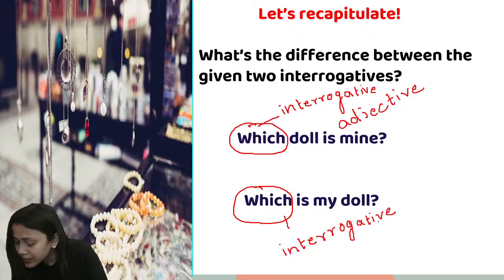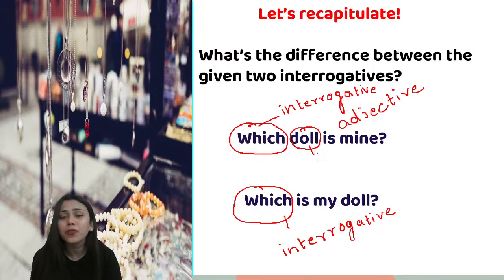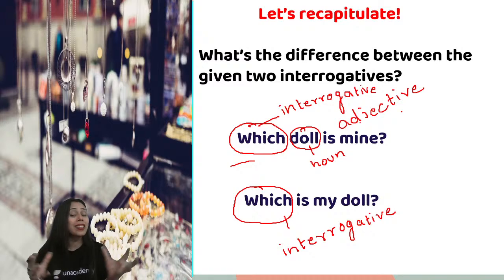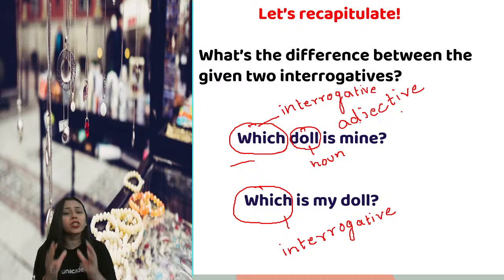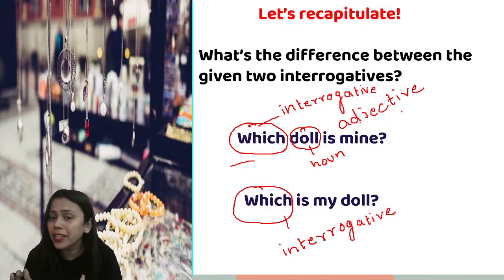First one is because there is a noun after it. So here you find a noun, right? This is the reason, because you find this interrogative before a noun. This interrogative is placed before a noun. So that is the reason we can say the first one is an interrogative adjective, because an adjective is placed before a noun. It is modifying the noun doll by asking a question. So that is why we can say the first one is interrogative adjective.